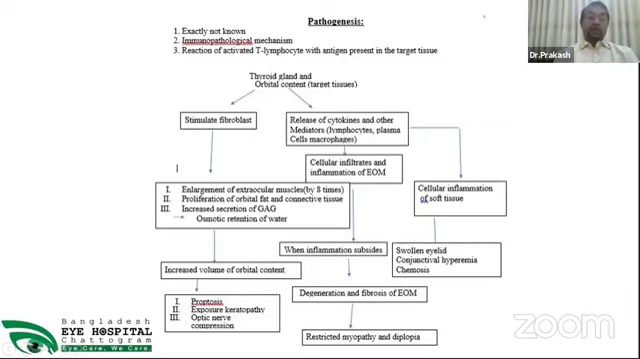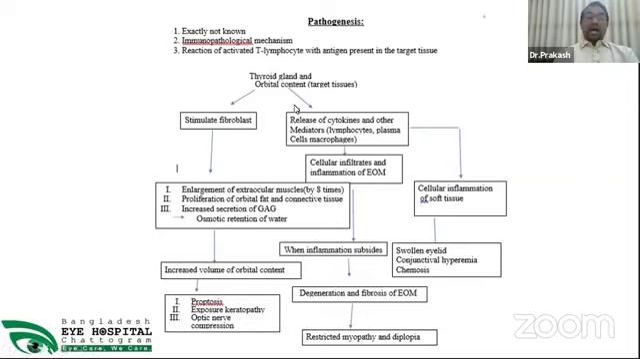Once the optic nerve is involved, the functions of the optic nerve, that is visual acuity, color vision, and contrast sensitivity, will be compromised, that is diminished, and the pupil will be dilated and fixed. So this is a very serious consequence of thyroid eye disease.